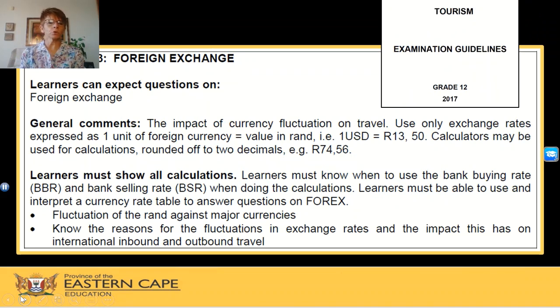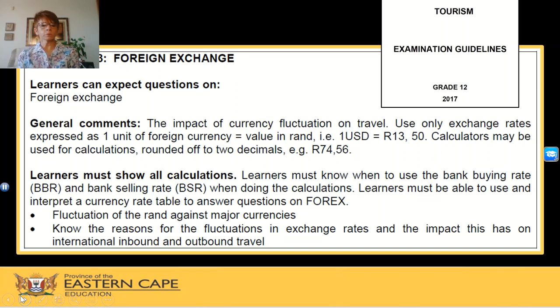Before we start with the actual lesson, just another aspect that I want to draw your attention to, and that is your examination guidelines for tourism. You will see that under general comments, the impact of currency fluctuation on travel is important here, and you will also note that use only exchange rates expressed as one unit of foreign currency and the equivalent value in rand. You may, or in fact you must, use a calculator, and you must also round off to 2 decimal places.